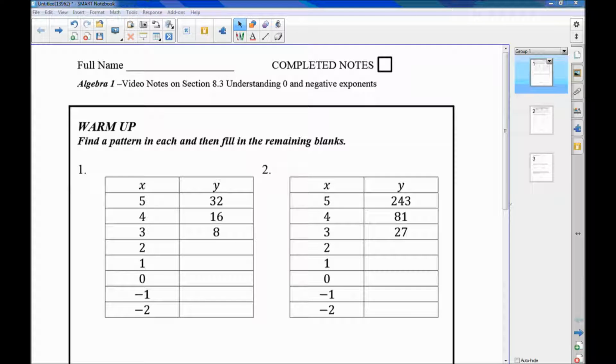Hello again, welcome to another lesson in Algebra 1. Today we are covering section 8.3, Understanding Zero and Negative Exponents.